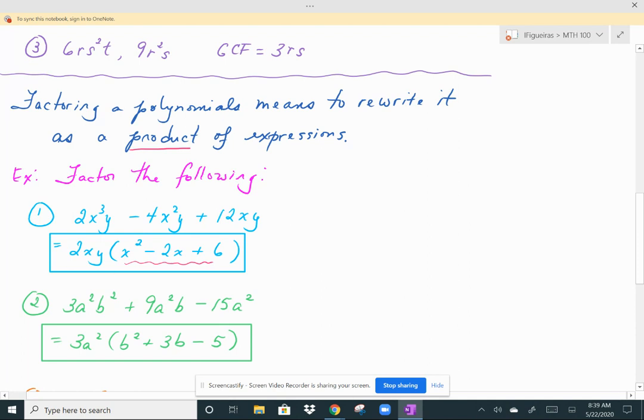So if you were to take your answer, the product that you wrote here that's in this box, and multiply it out, it should equal what you started with. So that's always a good check. You can do that mentally in your mind.